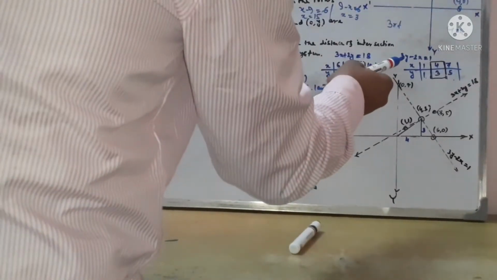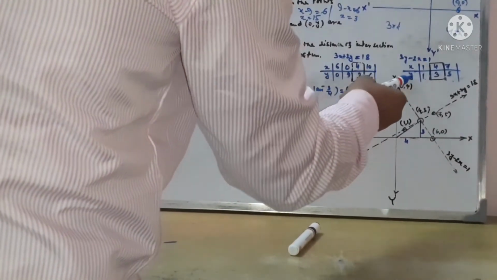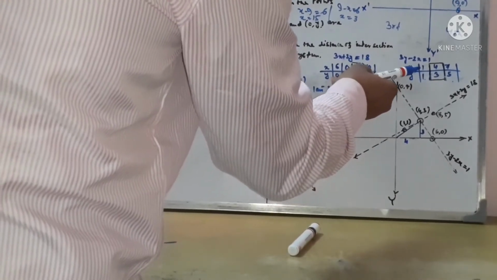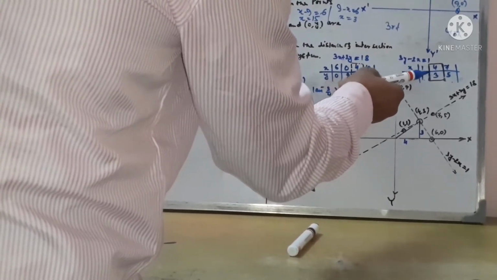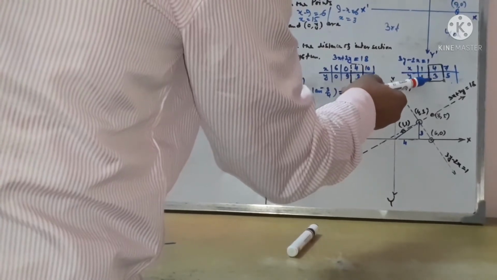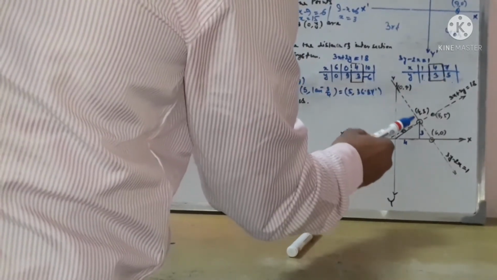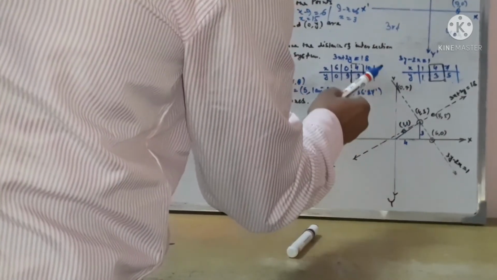And the other line is 3y minus 2x equal to 1. For this line, the set of points are x equal to 1, y equal to 1; x equal to 4, y equal to 3; x equal to 7, y equal to 5, like this. This is the 3y minus 2x equal to 1 line.